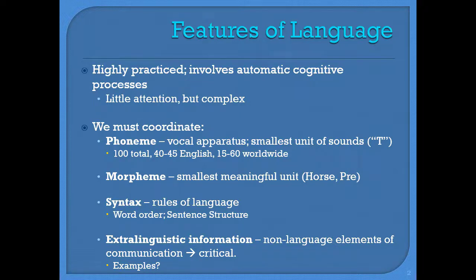Extra-linguistic information. These are non-language elements of communication. So parts of communication that aren't part of the content of language, but they're still absolutely critical to interpreting its meaning. So for example, facial expressions are extra-linguistic information, tone of voice, previous statements. So we use extra-linguistic information to interpret ambiguous information.